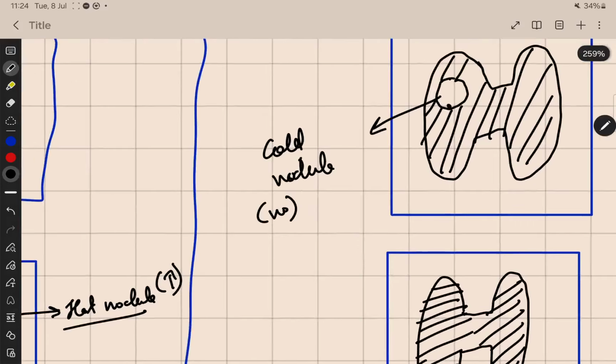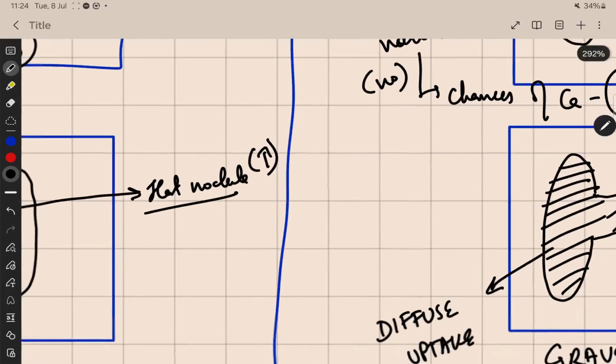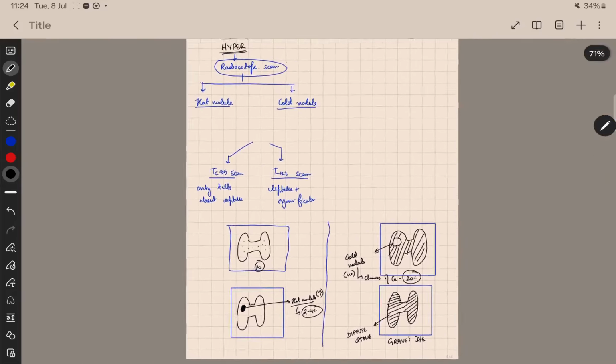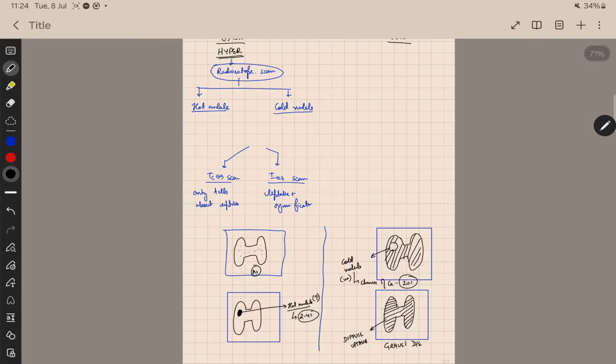So in cold nodule, the chances of malignancy, that is cancer, of CA is 20%. While in case of hot nodule, the chances of malignancy is only 2 to 4%. Right. So this is the isotope scan that we do in case of hyperthyroidism, in case of radioisotope scans.